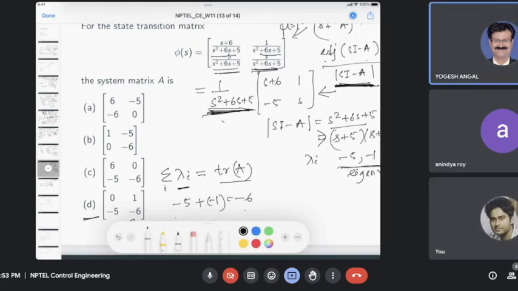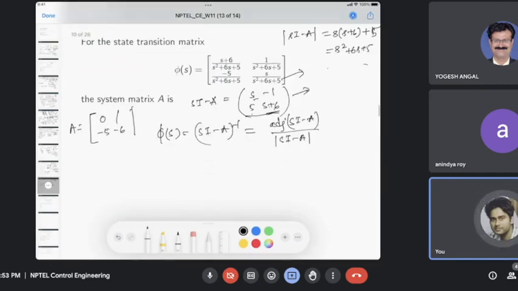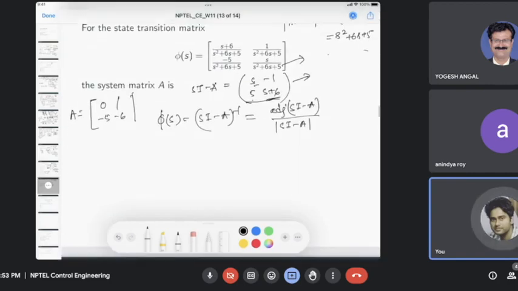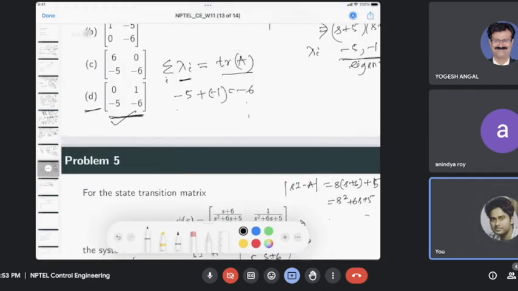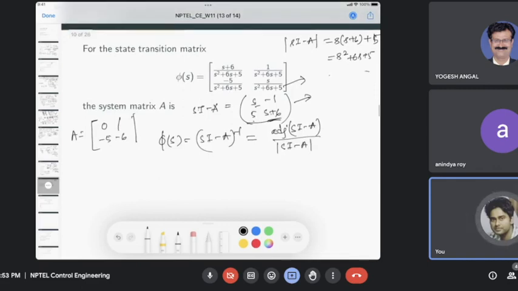Yes sir. So I'm just verifying that this last result is also correct. I'm computing the state transition matrix for the last matrix A. For that, we compute (sI minus A) inverse, which is the adjoint of sI minus A divided by the determinant of sI minus A. The adjoint is S plus 6. For a 2 cross 2 matrix, computing the adjoint is simple: you swap the diagonal elements and take the negative sign on the off-diagonal elements.